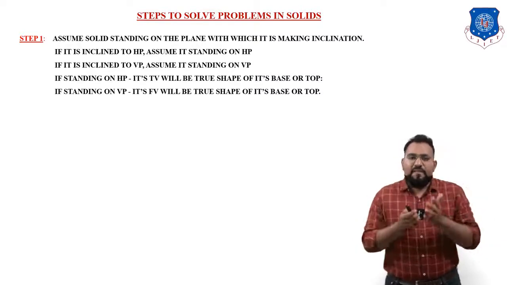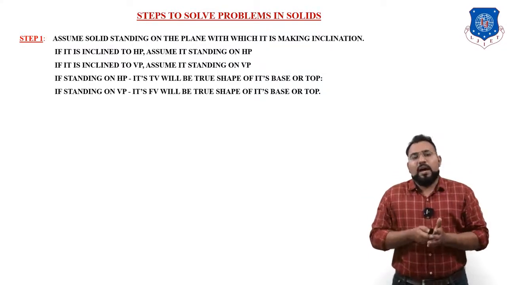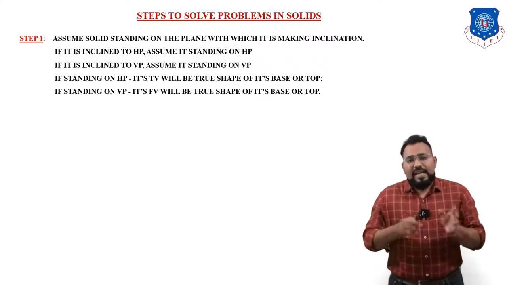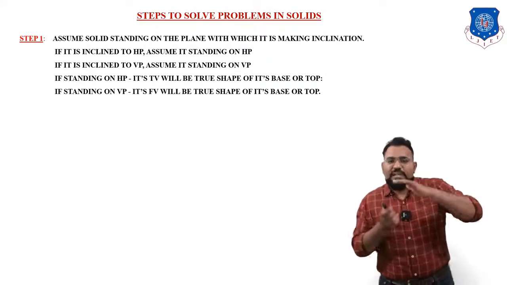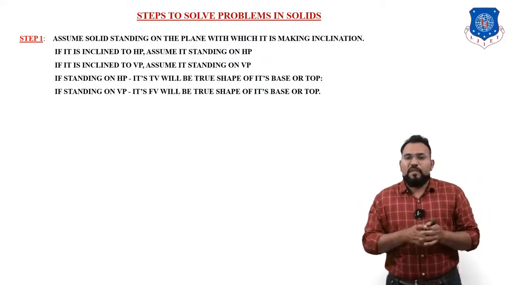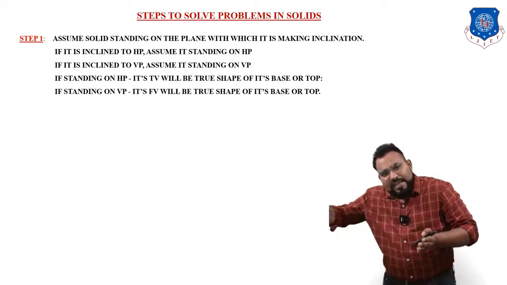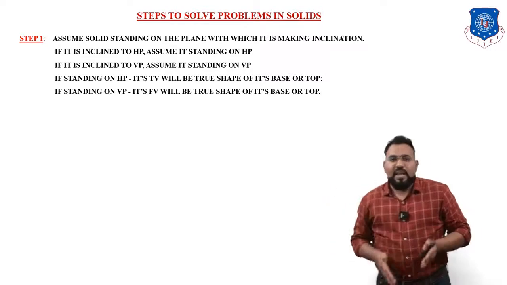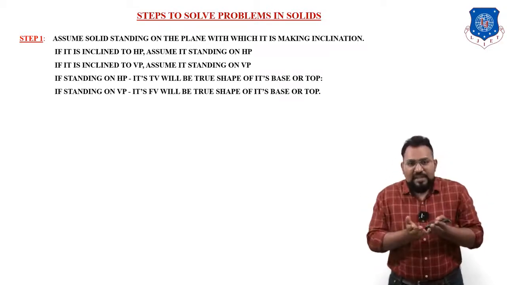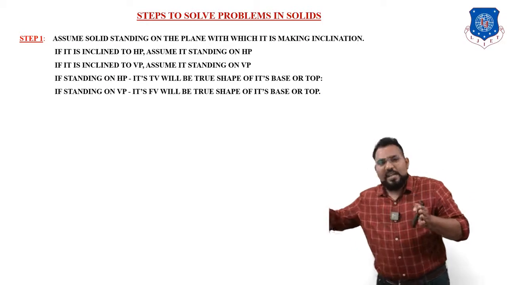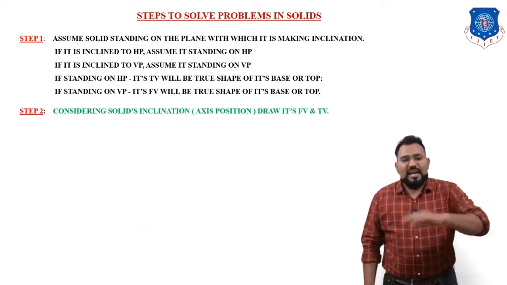In the first stage, if the solid is inclined to HP, we will start solving the problem by considering it parallel to HP. If the example says the solid is inclined to VP, we start by assuming the solid is resting on VP. If the solid is parallel to HP, in the first stage it is parallel to HP, the second angle will be the HP angle and the third stage angle will be the VP angle. If the solid is parallel to VP, in the first stage we draw it parallel to VP, the second stage is the VP angle and the third stage is the HP angle. Same as what we did in projection of planes. That is how we are going to draw it.